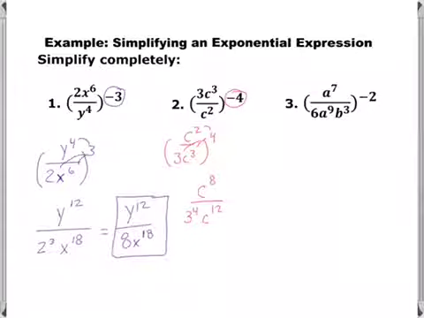Now remember, I'm going to subtract the exponents, so that's 3 to the 4th. So that would be 8 minus 12, which would be negative 4, which means, in this case, a negative 4 would go back underneath. So we're going to have 1 over 3 to the 4th, which is 81, c to the 4th. So that is my simplified answer.